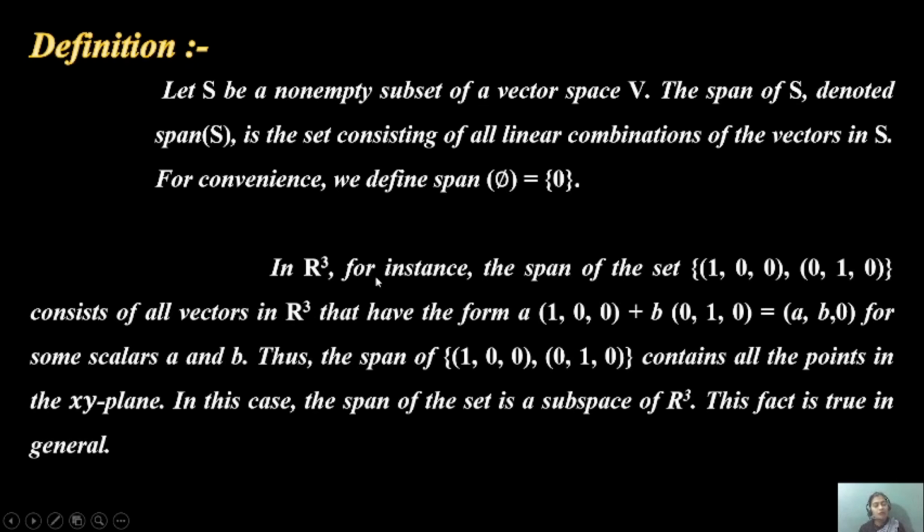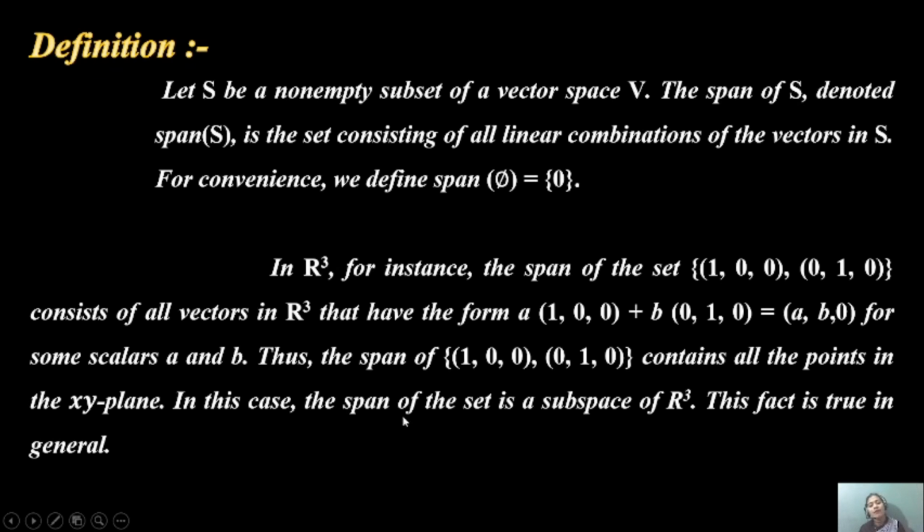In R3, meaning an R3 vector, for instance, the span of the set {(1, 0, 0), (0, 1, 0)} consists of all vectors in R3 that have the form a(1, 0, 0) + b(0, 1, 0). Then the third coordinate is 0, the first is a, and the second is b, for some scalars a and b. Hence the span of (1, 0, 0) and (0, 1, 0) consists of the points of the xy plane.